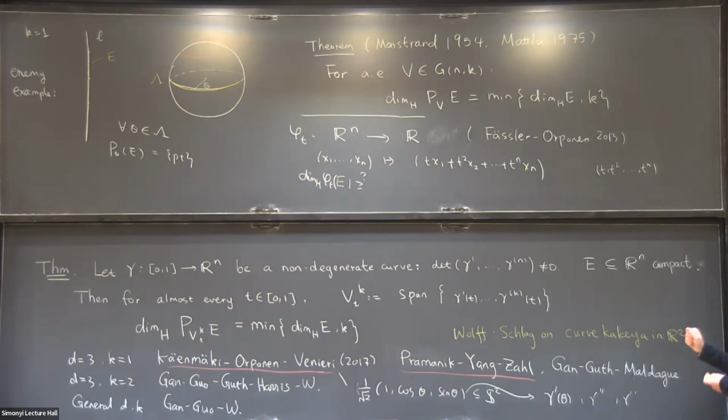So for the rest of the talk, we'll focus on k equals 1, and we will discuss a general method. We'll discuss this connection to Fourier analysis and decoupling theory, and also say something in the end about where this method works well and when it doesn't.